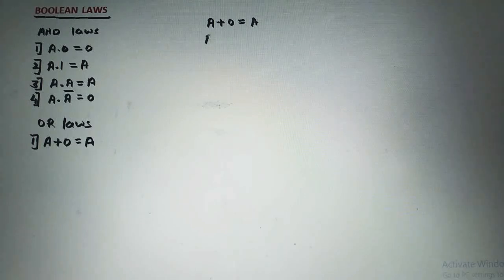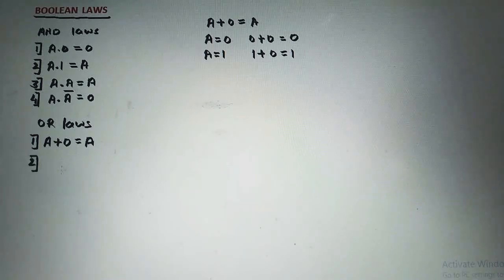Now if we put a is equal to 0, then 0 plus 0 is equal to 0. Now if we put a is equal to 1, then 1 plus 0 is equal to 1. So in the output we are getting the value of a. So because of that, a plus 0 is equal to a.